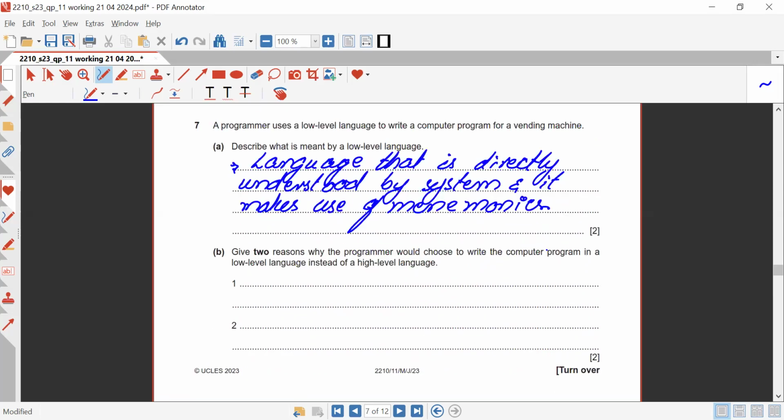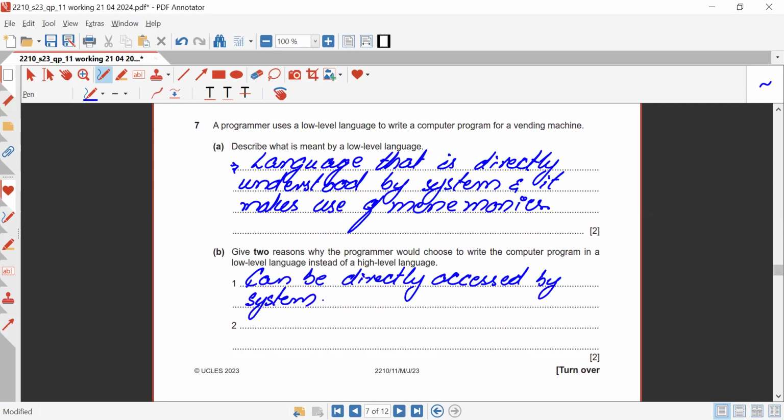Now with part B, they are saying give two reasons why the programmer would choose to write the computer program in a low level instead of the high level. So you may say again, first, you may write it down: can be directly accessed by the system.